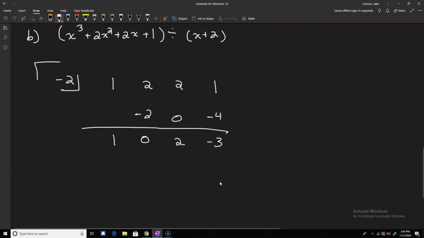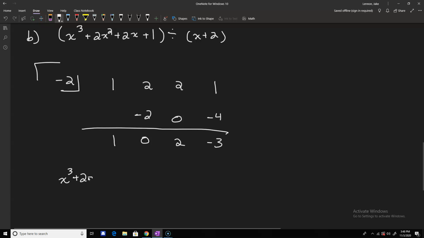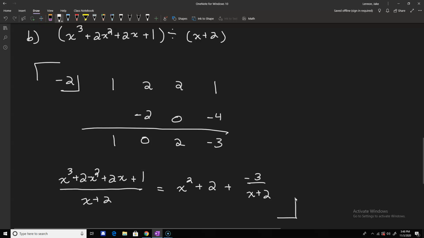So in this case, what happens, well, I've got my x cubed plus 2x squared plus 2x plus 1. And when I divide it by this x plus 2, I'm really getting what? Well, this is degree 2, 0, degree 2, degree 1, 0, and then the remainder. So that's telling me I have an x squared plus a 2, and then plus this remainder of negative 3 divided by x plus 2. And that is the polynomial division there.